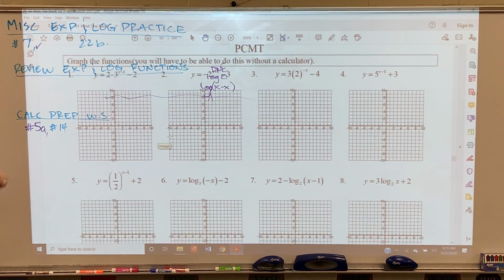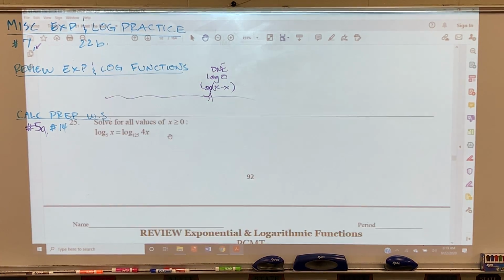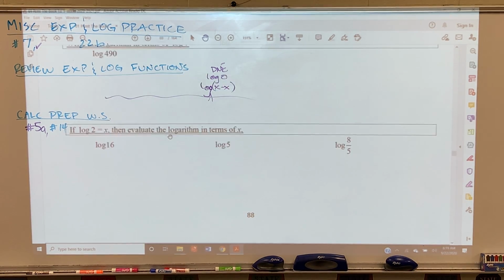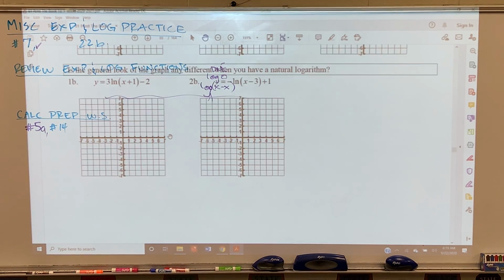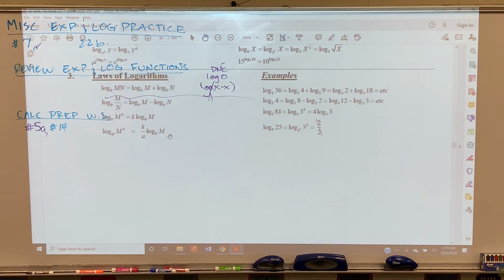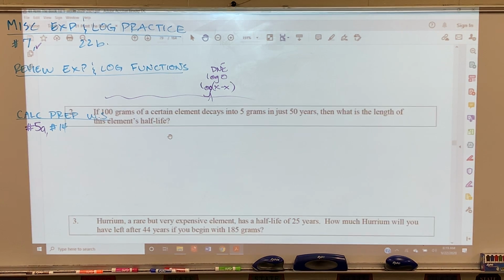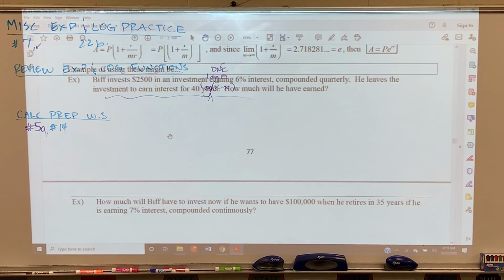If you go to the review that we're talking about right now, you go to the Calc Prep worksheet. This is way at the beginning. Y'all have a page number on this thing? 73.